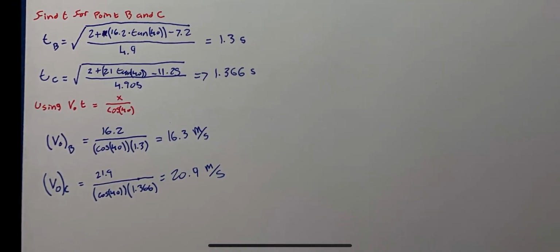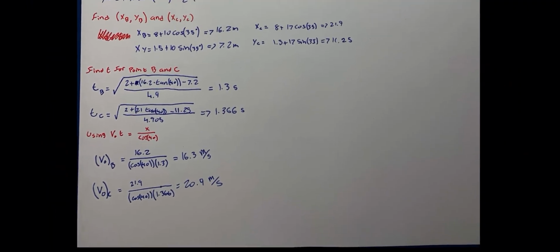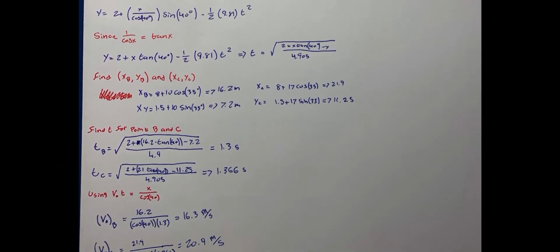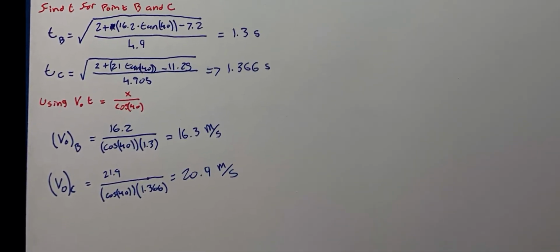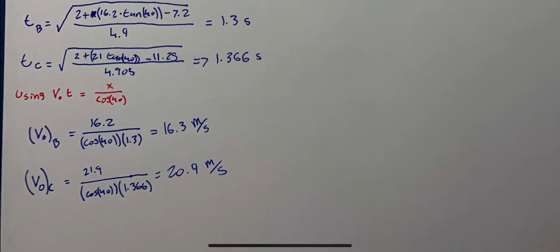And then using V0 times t is equal to x over cosine 40, which is a relation we found up here, we can just plug in the numbers that we got, including the time, and then find the initial velocity needed to reach that point.